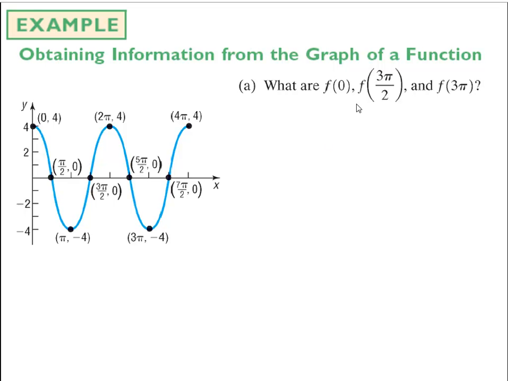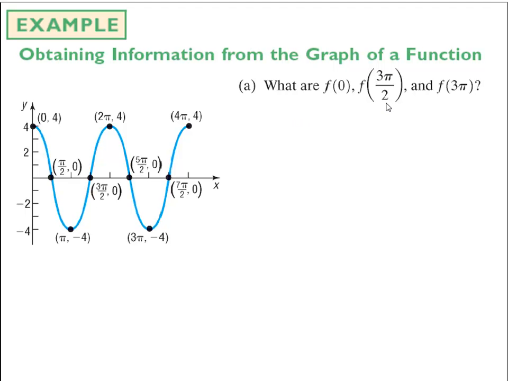The first one we're being asked to find is f at 0. Just like we did in the prior section, remember this is asking me to plug in x equals 0 and find the y value. So I'm going to come over here to the graph and pick x equals 0. Here's x equals 0 right here, and I'm going to find the y value. So f at 0 would be 4.